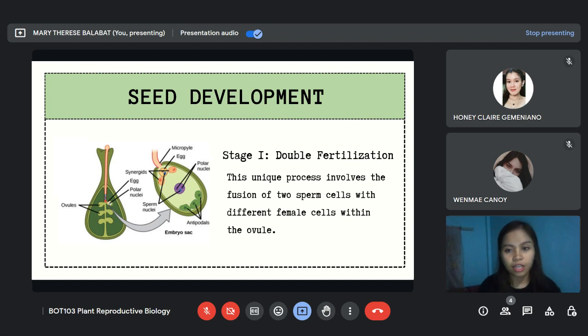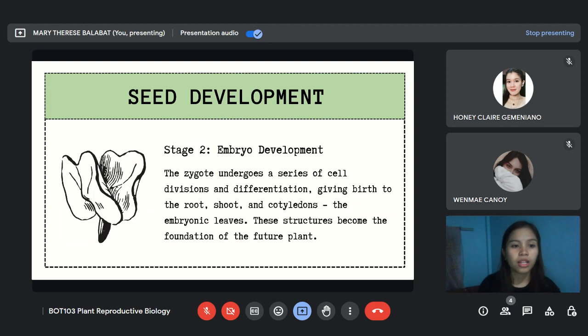For stage 3, we have endosperm development. So alongside the embryo, a triploid tissue called the endosperm develops. This tissue stores vital nutrients like carbohydrates, proteins, and oils, which provide essential nourishment for the growing embryo. The extent of endosperm development varies across plant species. In some, it's completely absorbed during development, while in others, it persists as a storage source within the mature seed.